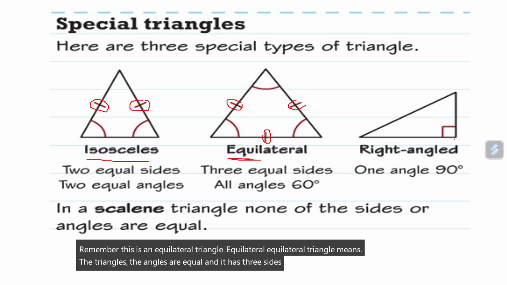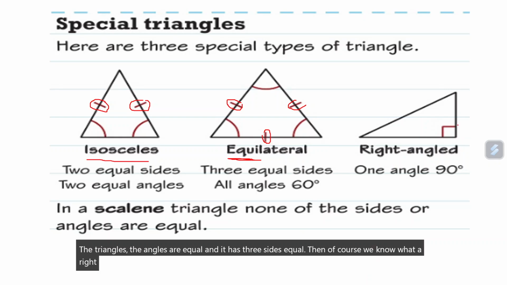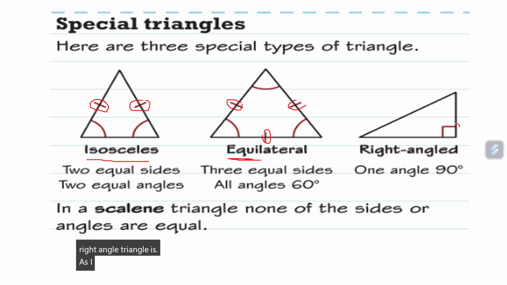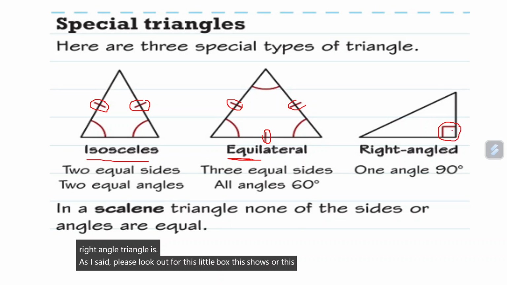Then, of course, we know what a right angle triangle is. As I said, please look out for this little box. This depicts that the angle is a right angle.